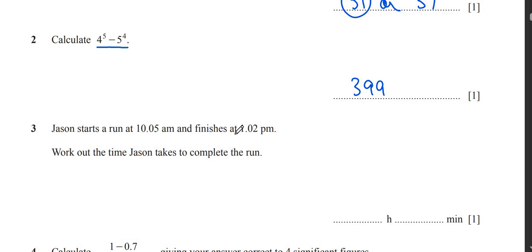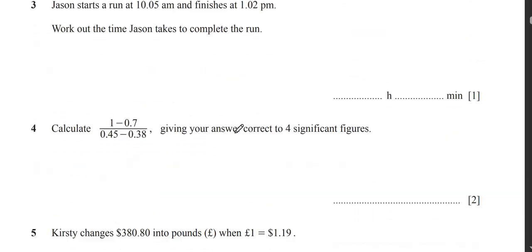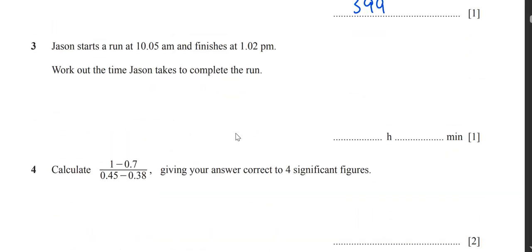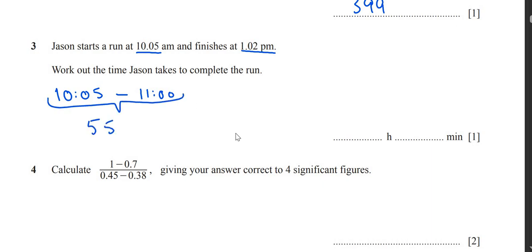Okay, question number 3, it says Jason starts a run at 10:05 and finishes it at 1:02. Work out the time Jason takes to complete the run. Best way is, look, from 10:05 first calculate all the way up till 11. So this is 55 minutes.